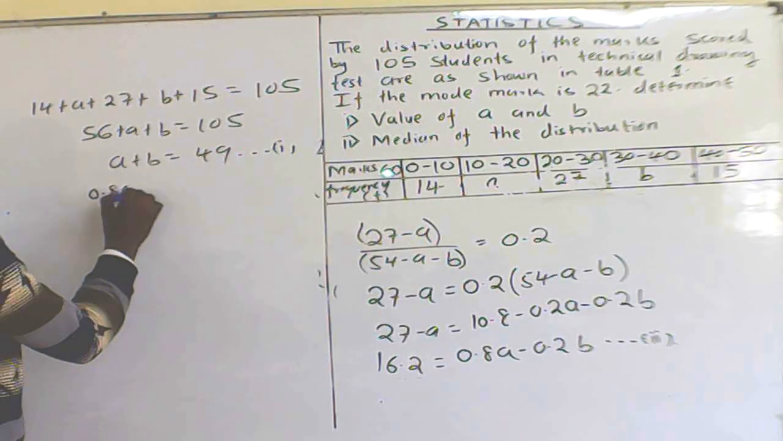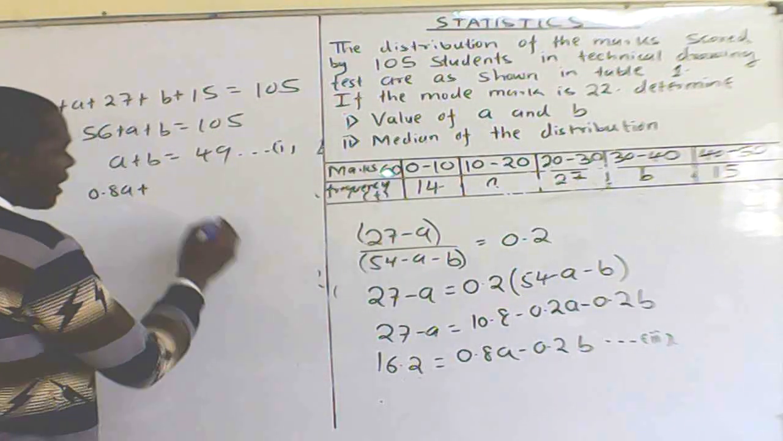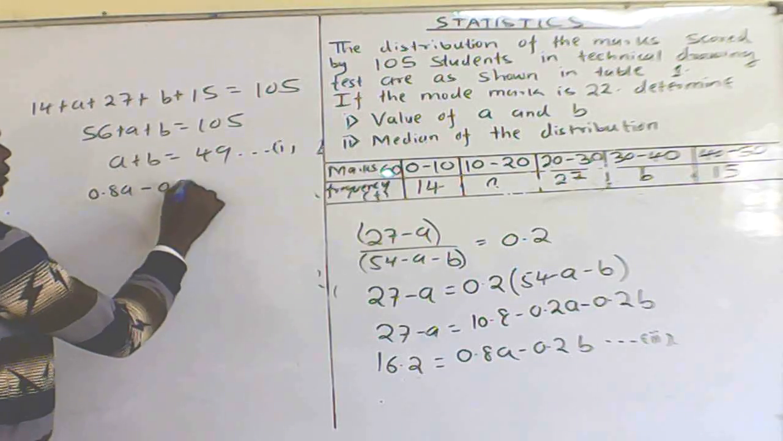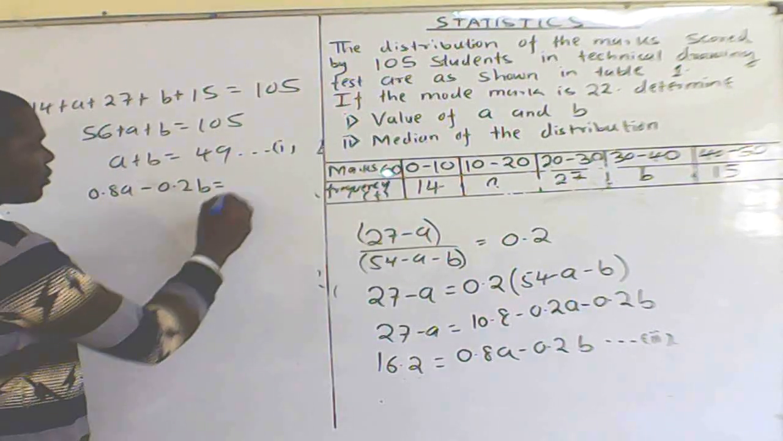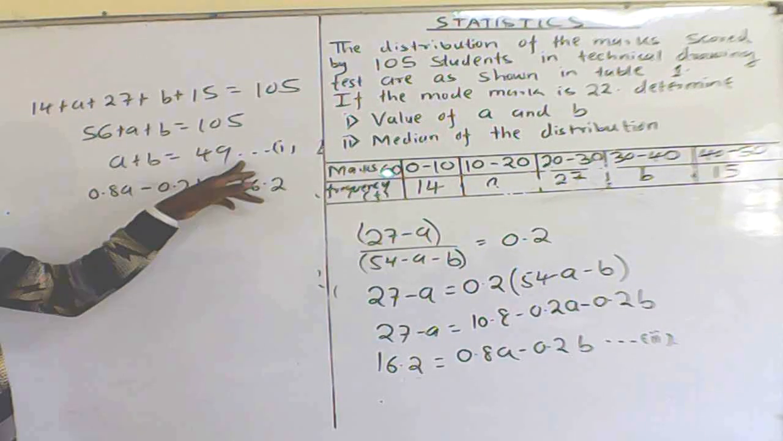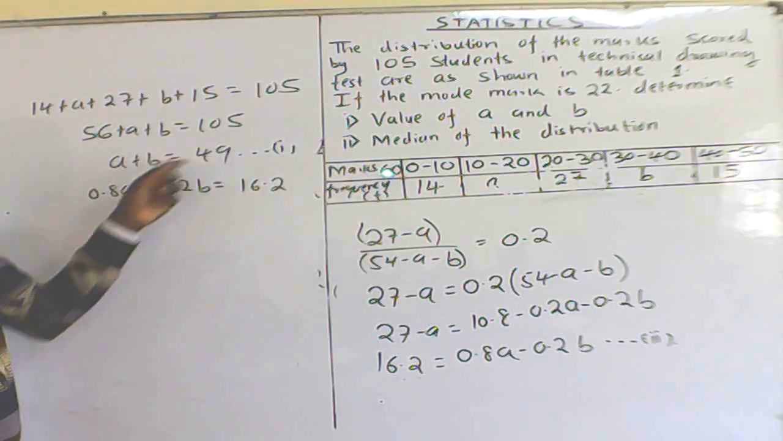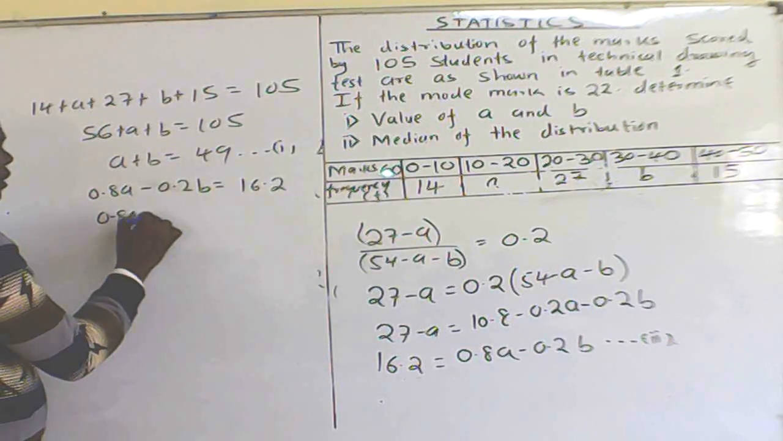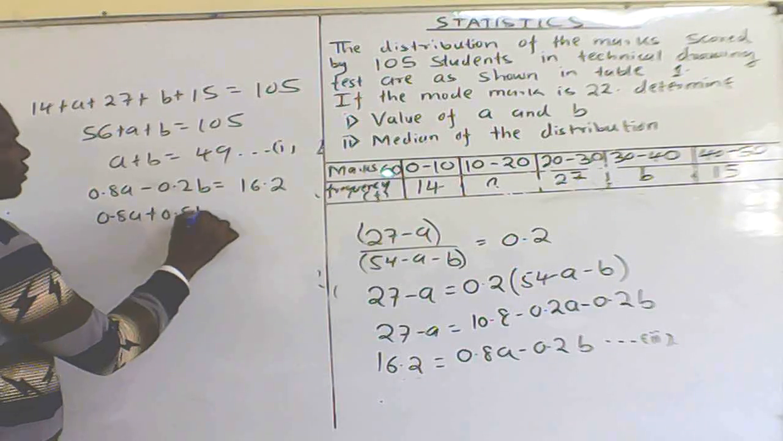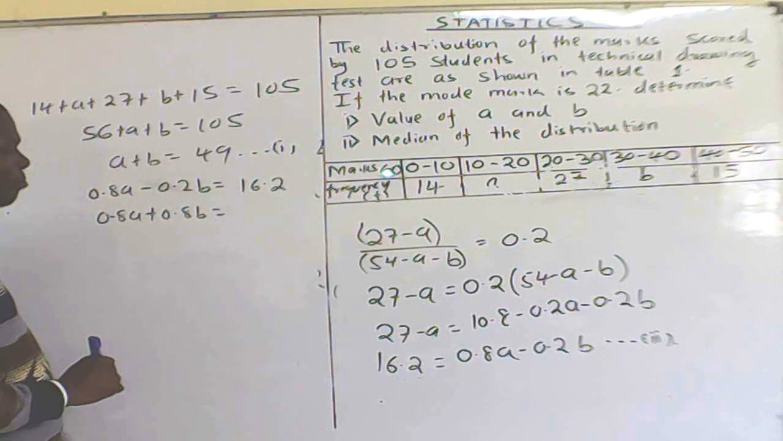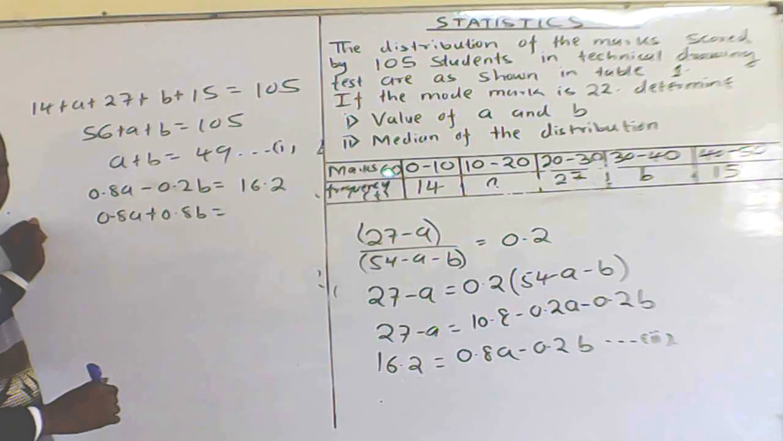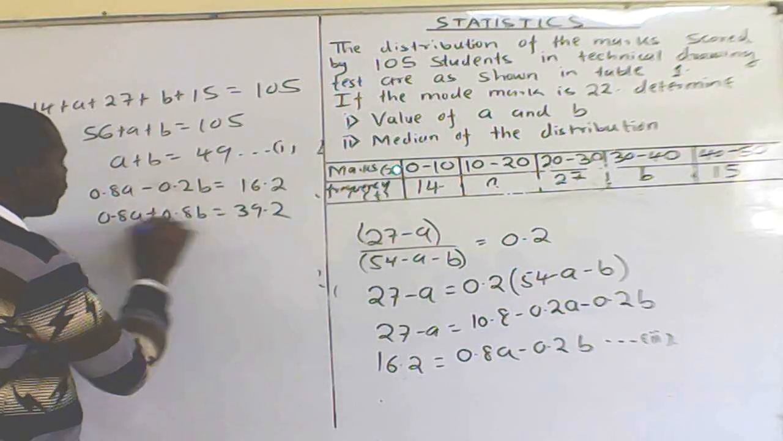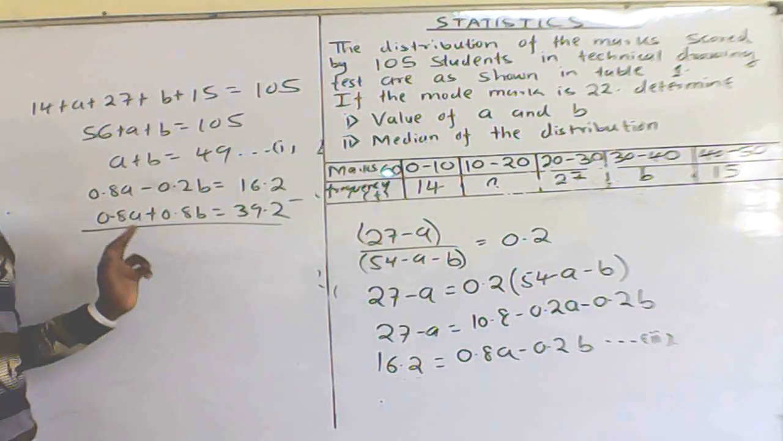0.8a minus 0.2b is equal to 16. So in this equation 1, we can multiply all through by 0.8 to eliminate a, isn't it? So 0.8 times a, 0.8 times b, 0.8 times 49, which is 39.2. So if we subtract the two equations, we are going to eliminate a.